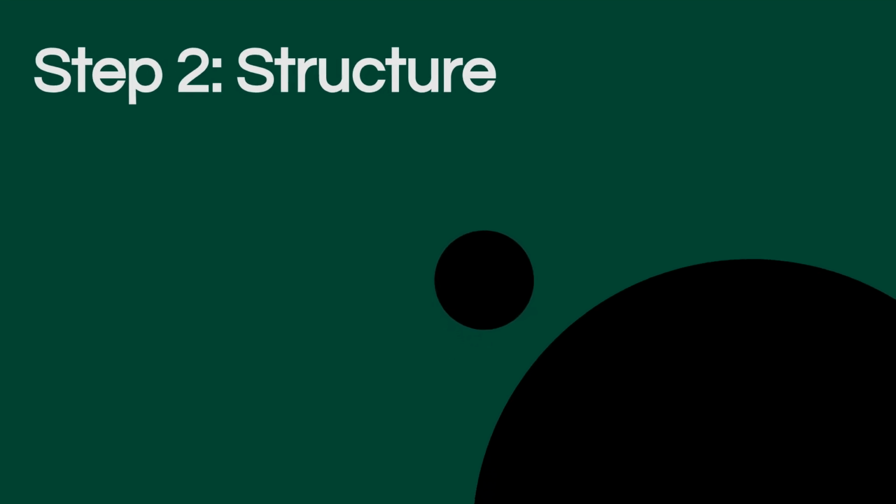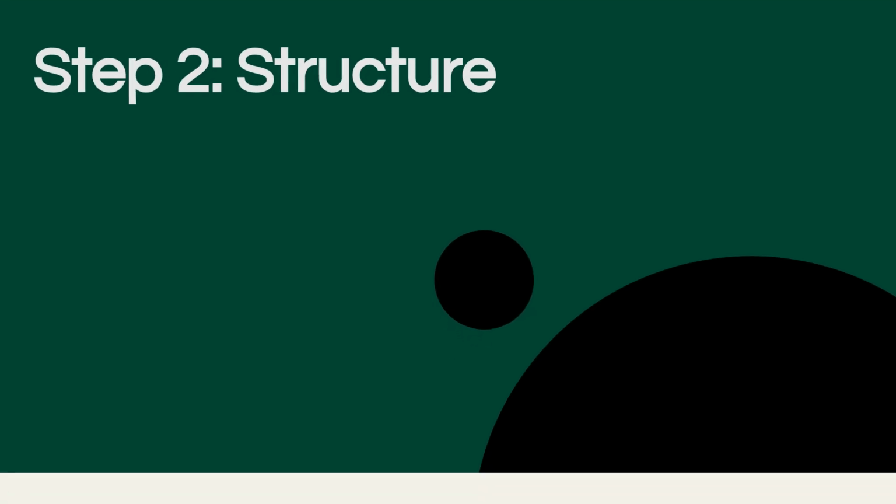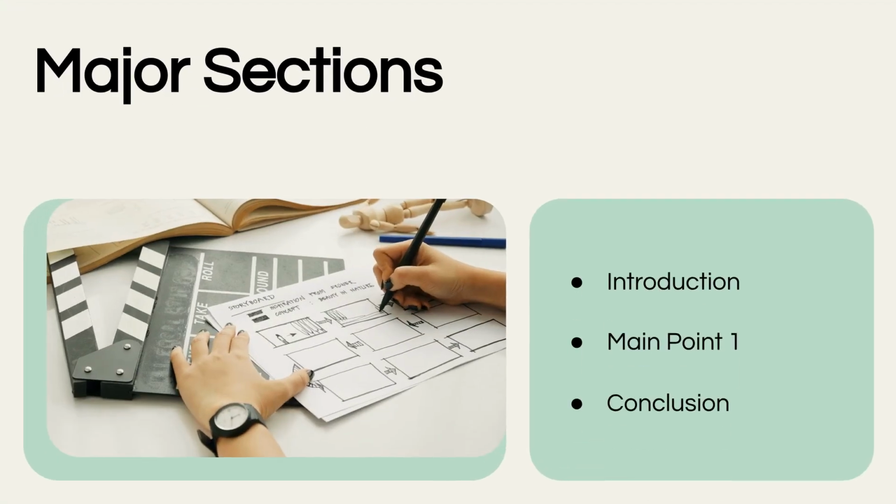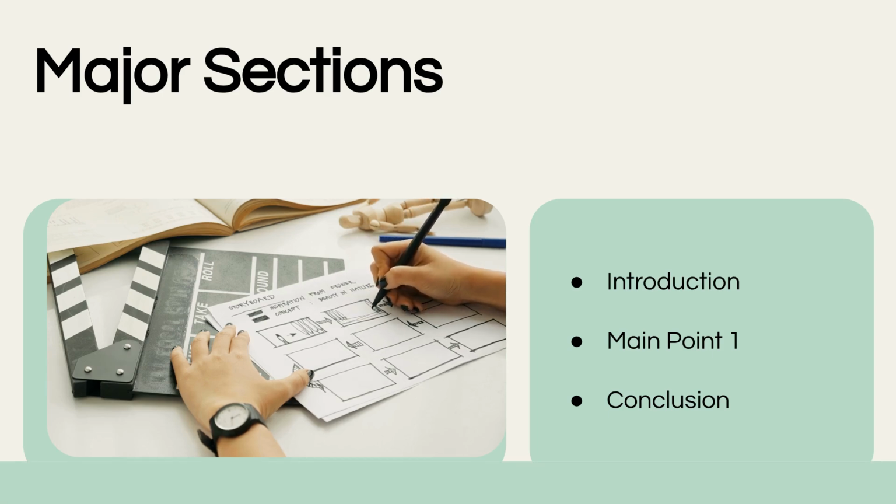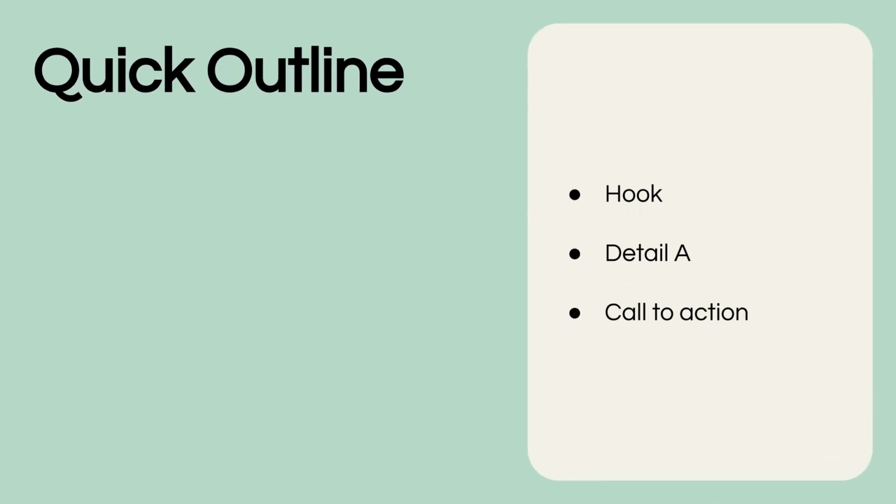Next, let's move to step 2, outlining the script's structure. Divide your script into 3 to 5 major sections. Think of a beginning, middle, and end, or maybe an introduction, a few body points, and a conclusion. Use quick bullet points to map out the content for each section. Just a few words per point is enough to guide your writing.